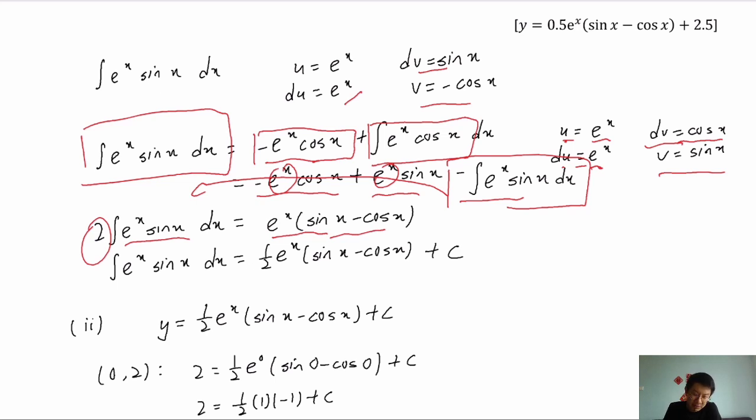After that, we have to move the 2 over to get a half here. Because this is an indefinite integral, no matter what our working is in the middle, at last we must always include the constant. So that will be our part 1.